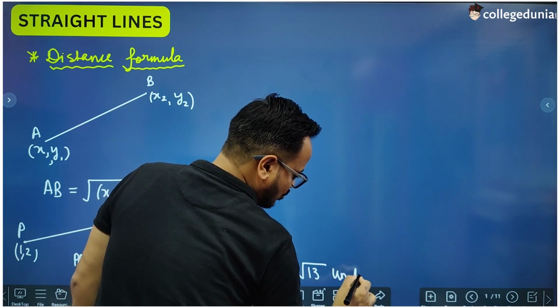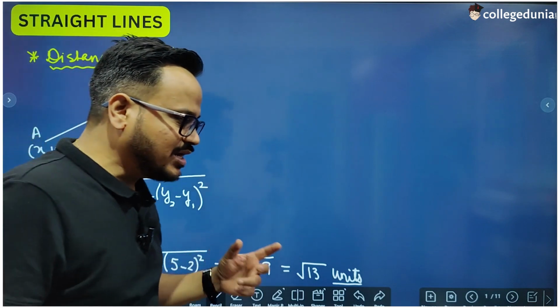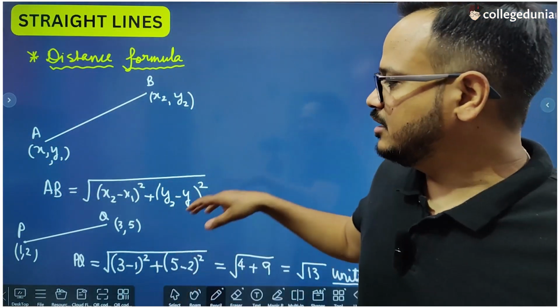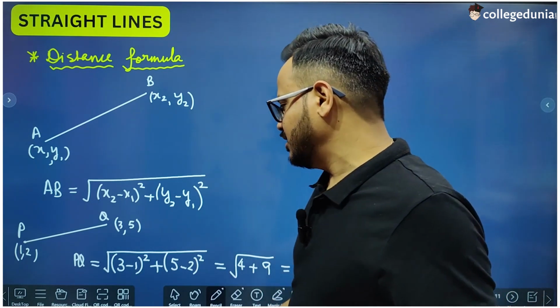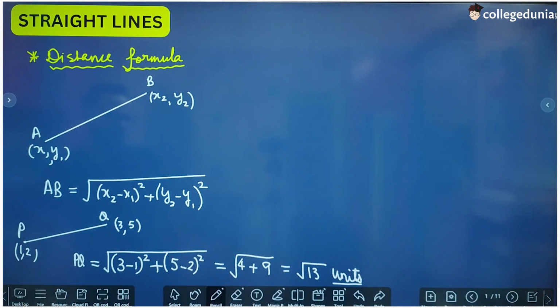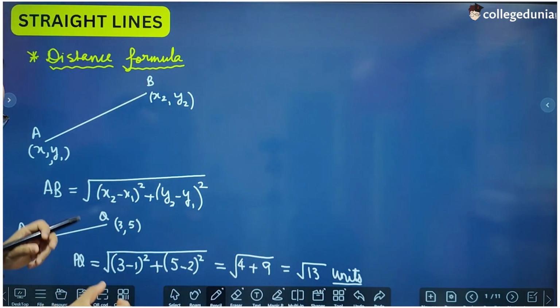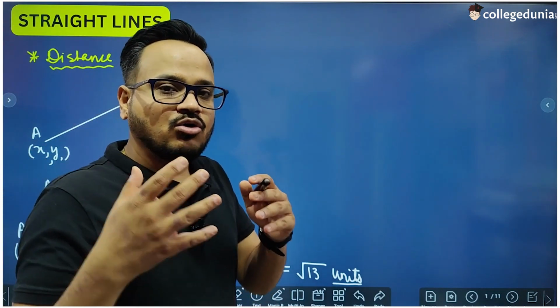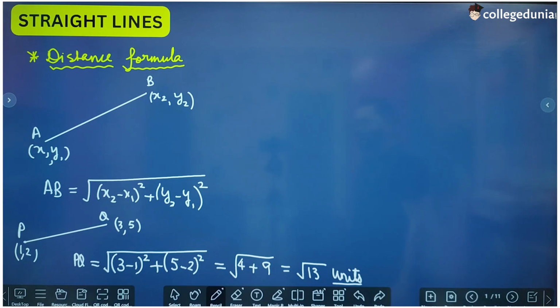We cannot leave it as root 13 because the distance is always in some units like meter, centimeter, but at this moment when the coordinates are given, we do not know the units, so we will just write units, right? Because we do not know what is the unit of these points like meter, centimeter, so we will not go into that. We will just write units, but we have to write the term units whenever you are representing the value of a physical quantity which has units, right? So this is the distance formula.